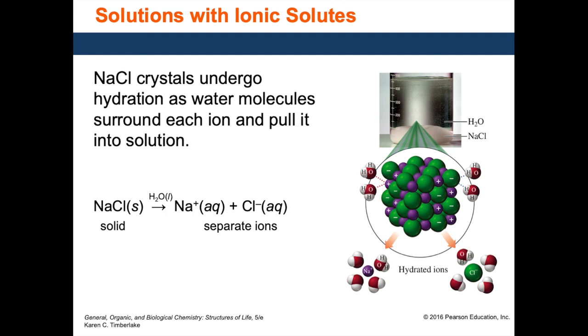A quick note here about how to represent this in an equation. We start off with sodium chloride as a solid, and when it dissolves, we have our separate sodium ions, which we write as aqueous, and separate chloride ions, which are also aqueous. By representing these separate ions, we are getting into what's called an ionic equation. I'm going to spend a good chunk of this chapter talking about that.